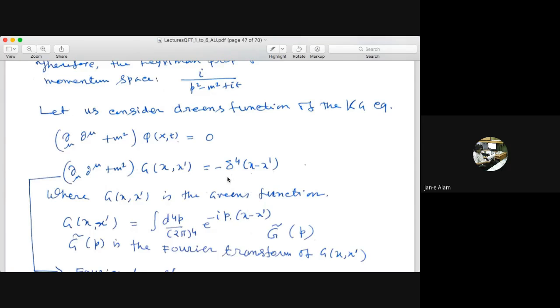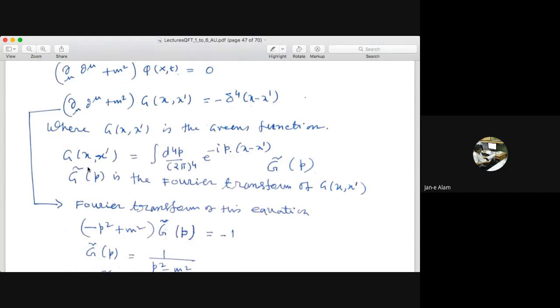The Klein-Gordon equation is (del^2 + m^2) phi = 0. Now, by definition, the Green's function is defined as the solution of the differential equation. Suppose I want to find the Green's function of this particular equation, then by definition it should be the solution of this differential operator with the source replaced by the unit source. So this is the definition of the Green's function, right?